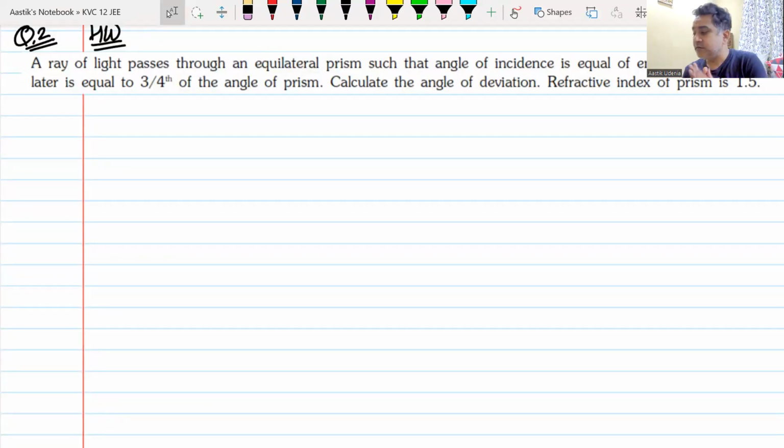A ray of light passes through an equilateral prism. The angle of incidence is equal to angle of emergence, so that is minimum deviation, and the latter is equal to 3/4 the angle of the prism. Calculate the angle of deviation. The refractive index of the prism is 1.5. I hope everyone can see this. I'll give you 2 minutes. Again, go through the question and then we'll solve it.